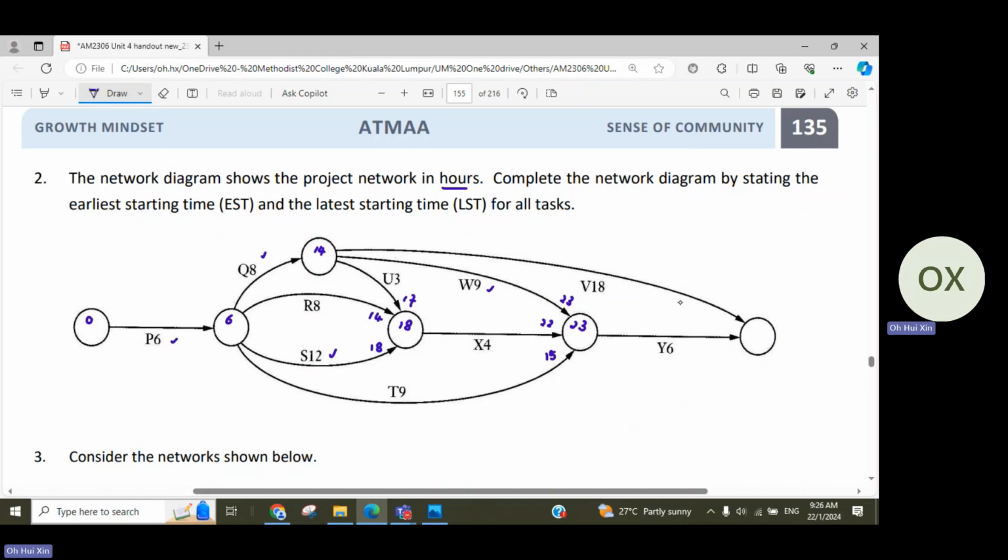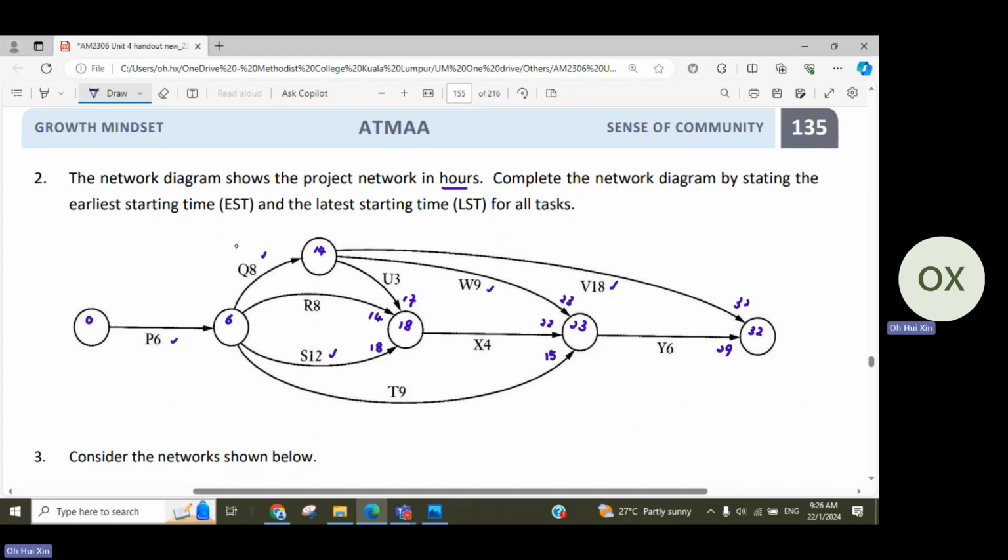So that's why 14 plus 18, we have 32. 23 plus 6, we have 29. So that's why at 32 hours, it's considered the entire thing is complete. Okay, so now we try LST.